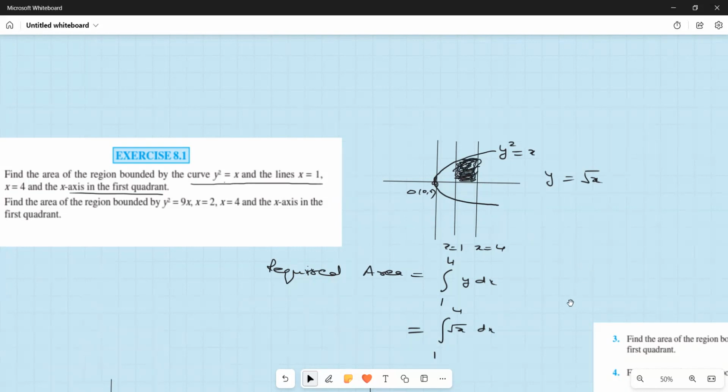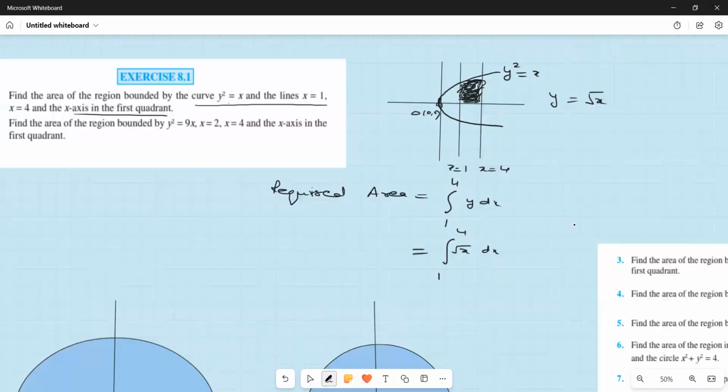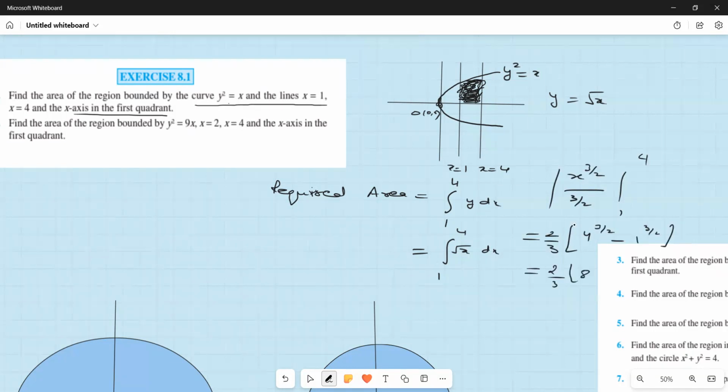So required area is y dx 1 to 4. So if we integrate this, this will be x raised to 3 by 2 upon 3 by 2, limits 1 to 4. So area is 2 by 3 out. Inside this is 4 raised to power 3 by 2 minus 1 raised to power 3 by 2. So 4 cube is 64. 64 square root is 8. So 2 by 3 into 8 minus 1. So that is 14 by 3 square units. Area is in square units.